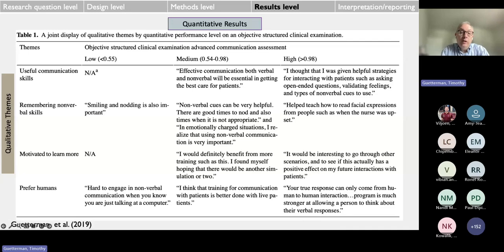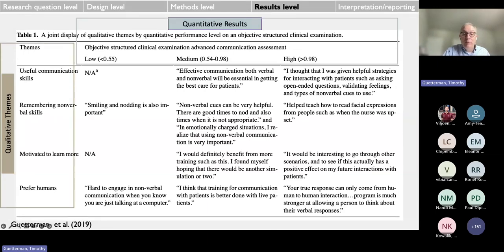It would be interesting to go through other scenarios to see if this actually has a positive effect on my future interaction with patients. So, that's really helpful to know. I mean, it shows there's a group of people who did not do well in the intervention. They're also not motivated to learn anything more about this relative to the other groups. So how does the intervention need to change? Do we need to do some pre-work for these individuals? Do we need to do some screening and maybe they would have another intervention instead? It's actually really helpful to have this systematically to think about how to make those changes going forward.